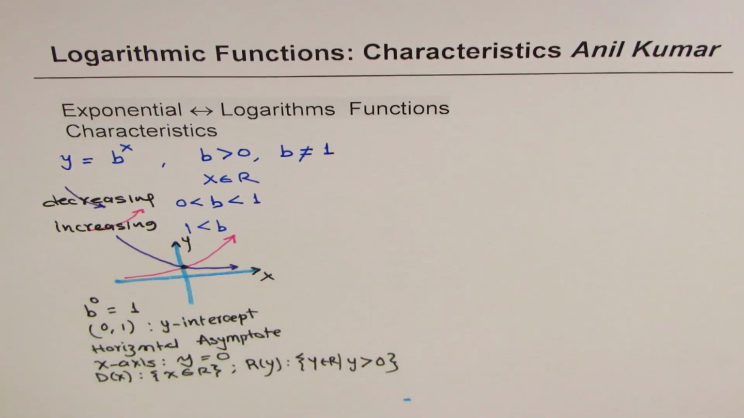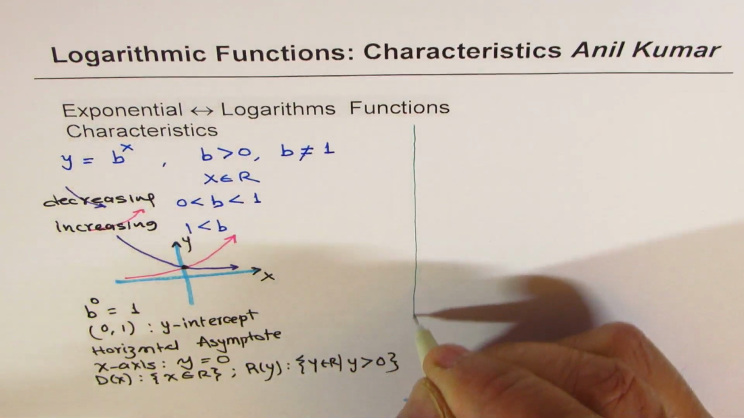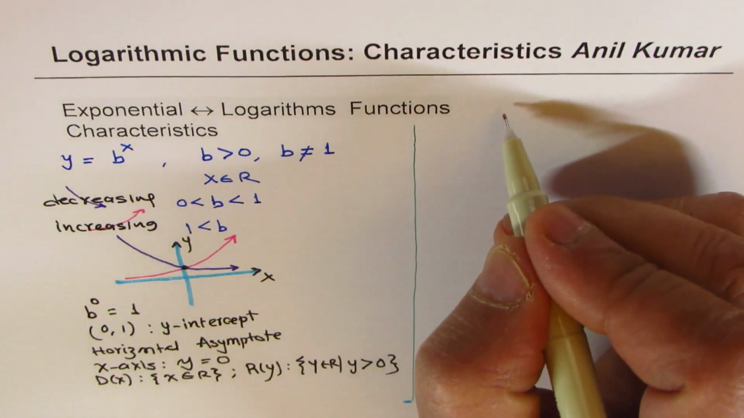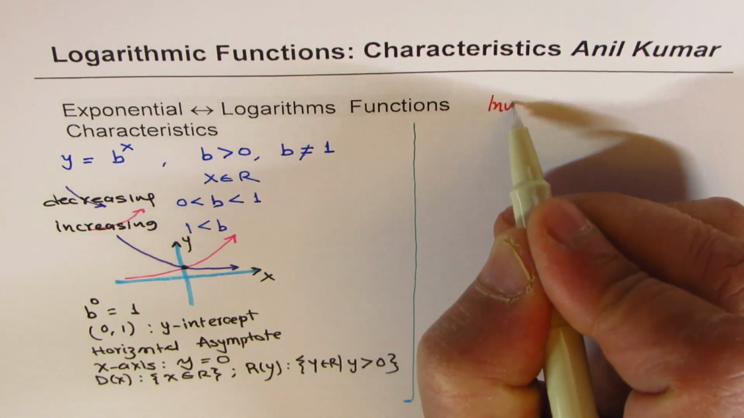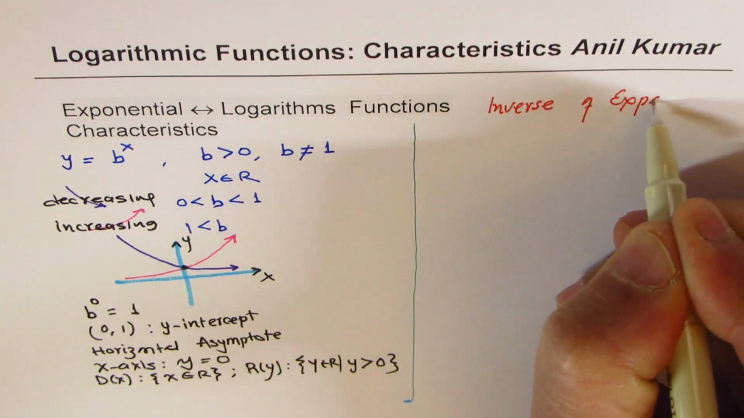Now let's move forward and try to understand how the logarithmic graph should look and what its key features are, correct? Now, as you understand, logarithmic functions are inverse of exponential functions.